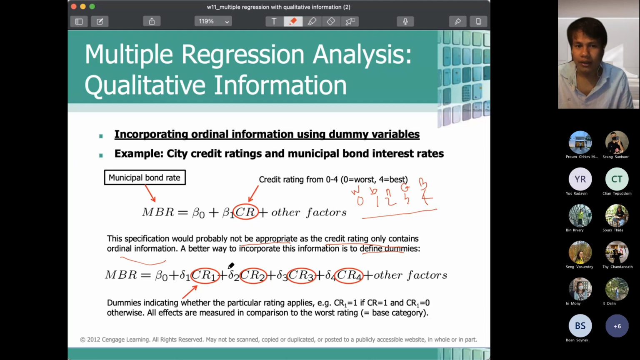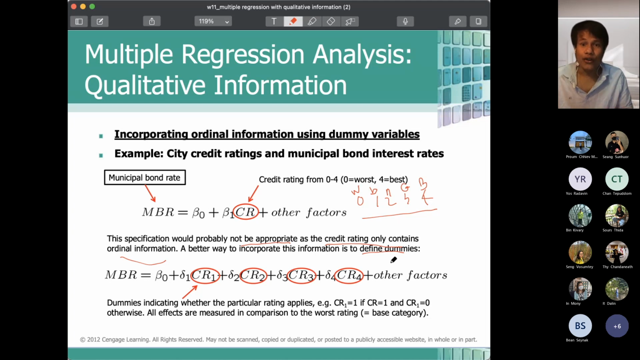Depends on you what is your CR1, what is your CR2, but you have to include 4 dummy variables. You cannot include 5. If you include all 5, it is the dummy variable trap. So here, the dummy indicates whether the particular rating applies, if CR1 equals 1, or otherwise. All effects are measured in comparison to the worst rating, right? Because here, they start with bad comparing to worst, normal comparing to worst, good comparing to worst, and best comparing to worst.